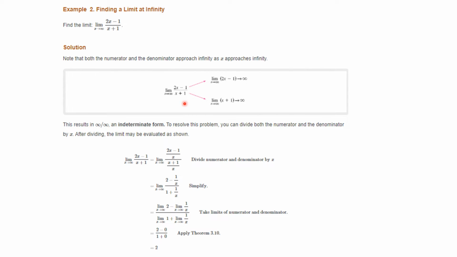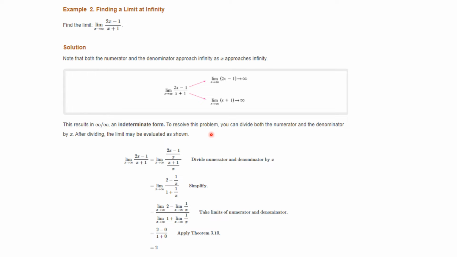Now, if you look at the top and the bottom, and this is kind of thinking about what happens to the top and what happens to the bottom, you see that they both go to infinity. And infinity over infinity is another indeterminate form. It's like 0 over 0. We don't know what it is.